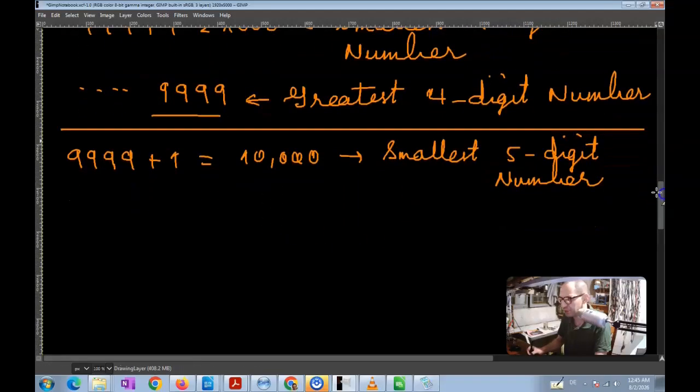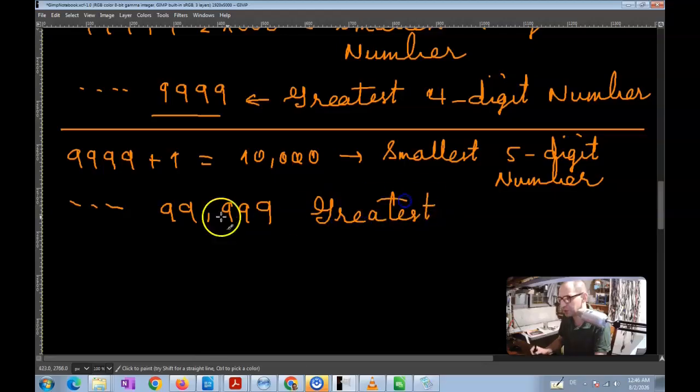And of course, you can just keep going with this. For example, you can move with this to 99,999, which is the greatest 5-digit number.